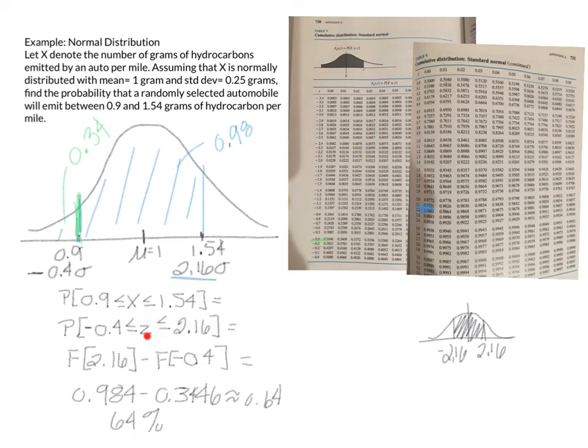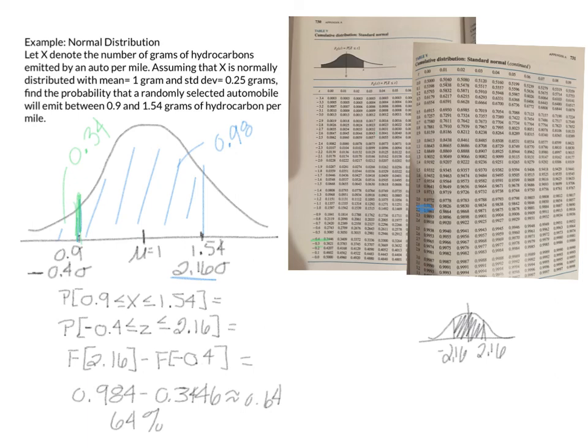thing. That's my probability that I'm negative 0.4 standard deviations from the mean and less than or equal to 2.16 standard deviations from the mean. So I'm between these standard deviations from the mean. So I'm going to look up my cumulative distribution at 2.16 minus my cumulative distribution at negative 0.4. I look that up as 0.98 over here, and I look this up as 0.34, and I get 0.64. So I have an approximately 64% chance of emitting between 0.9 and 1.54 grams of hydrocarbon per mile.